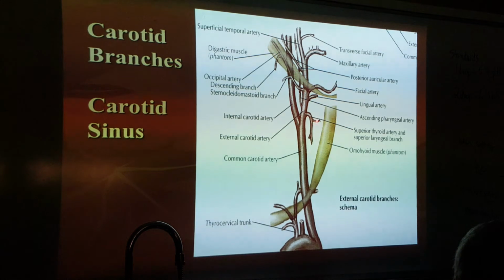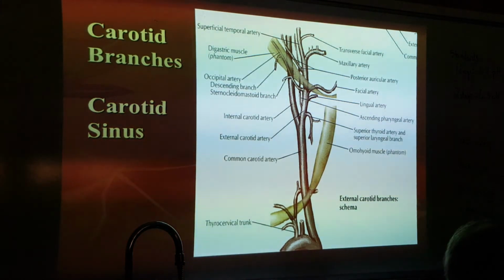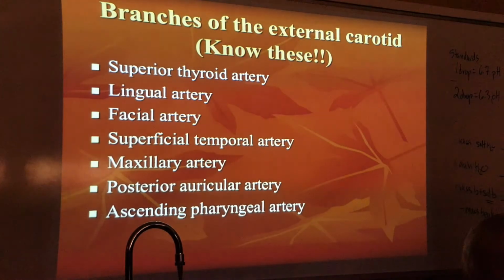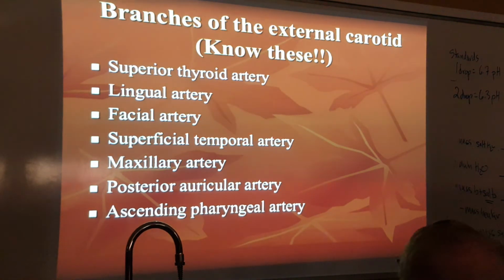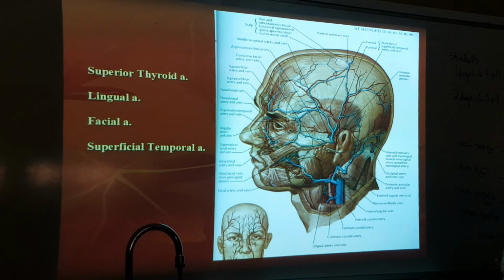superior thyroid, ascending pharyngeal, lingual, facial, posterior auricular, internal maxillary, some people call it, with the 15 named branches, and what's left is the superficial temporal artery. And there they are. Okay? So those are the ones you've got to know, and most of them show up quite well on models, except for the maxillary.